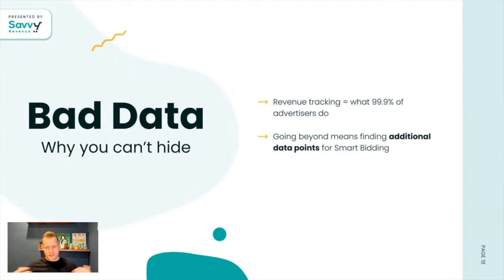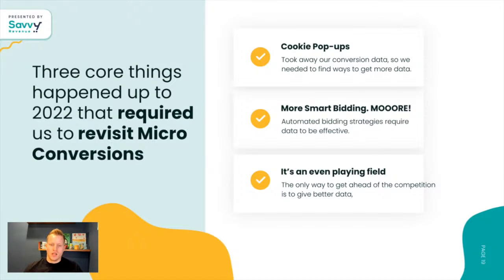So, ad data. We're going to talk about revenue tracking, what 99.9% of advertisers do, and what going beyond just revenue tracking looks like. And this is why we're talking about micro conversions today, and why we can go into a little bit more detail. So there's 3 core things that happened in 2022 that made me revisit micro conversions. First, cookie pop-ups. During 21 and further into 22, the last of our cases added a cookie pop-up. We lost cookie data.